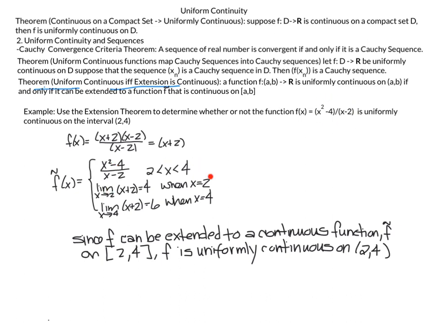At the endpoints 2 and 4, I'm going to define it as the limit. For the endpoint x equals 2, the limit as x approaches 2 of x plus 2, which is equal to 4. And then for my endpoint x equals 4, that's the limit as x approaches 4 of x plus 2, which is equal to 6. So if I plot it out, you can see that it is continuous. And since f can be extended to a continuous function, f tilde, on the closed interval 2, 4, by the extension of a function theorem, f is uniformly continuous on the open interval 2, 4.